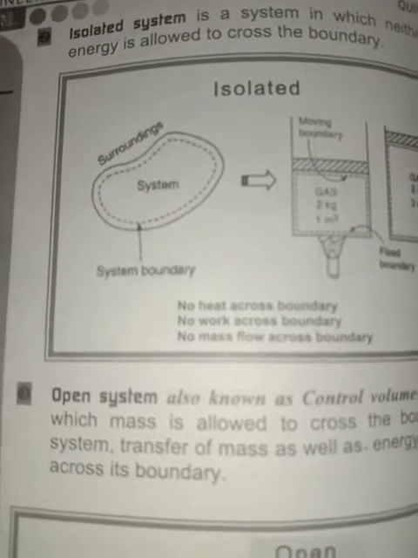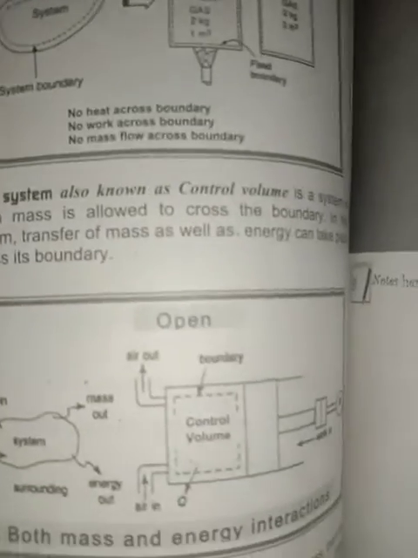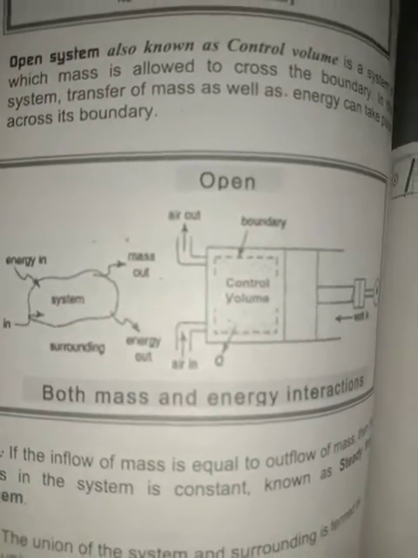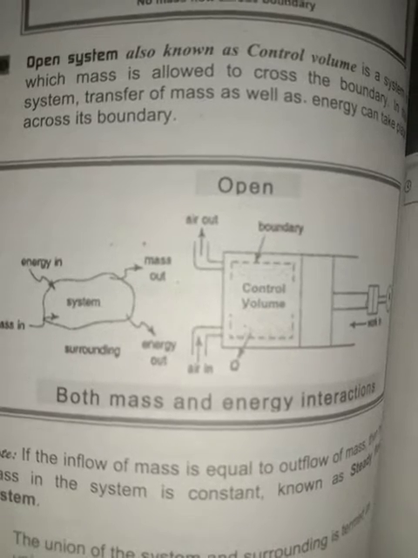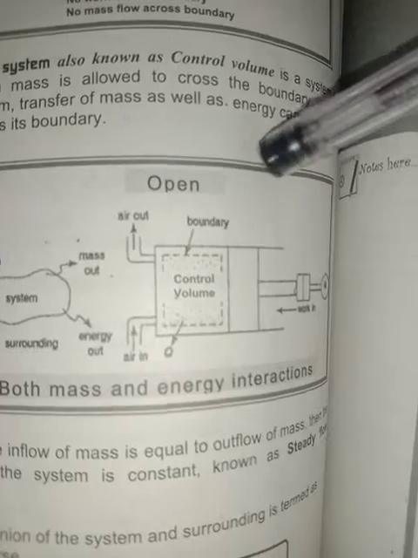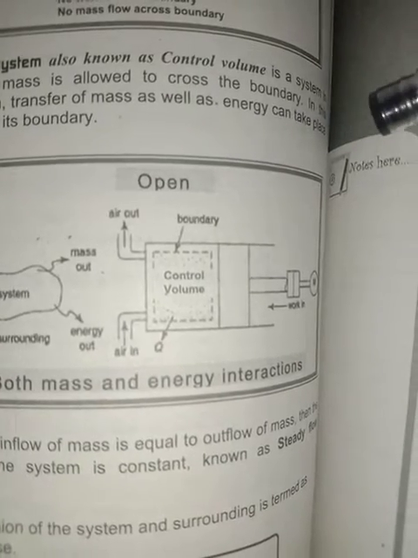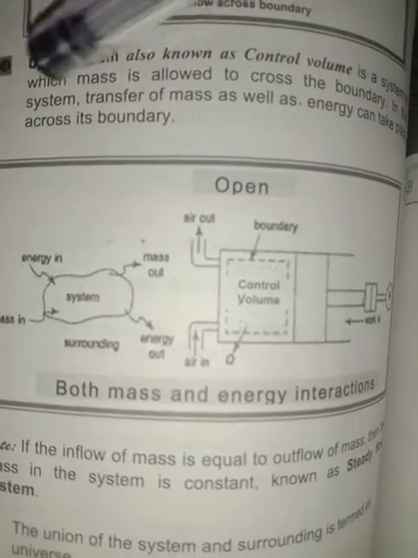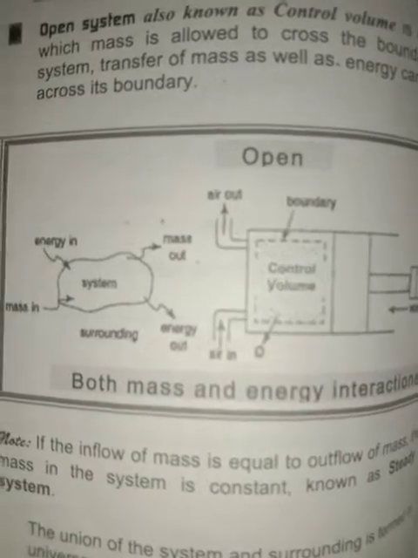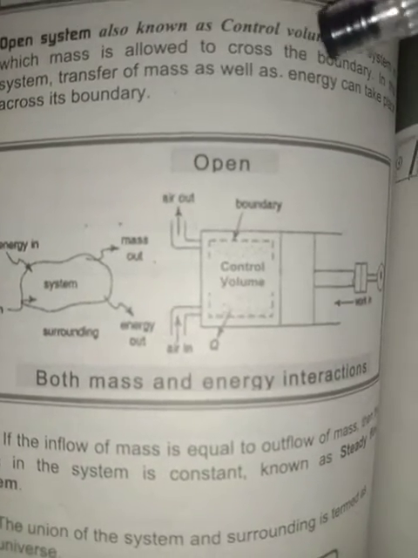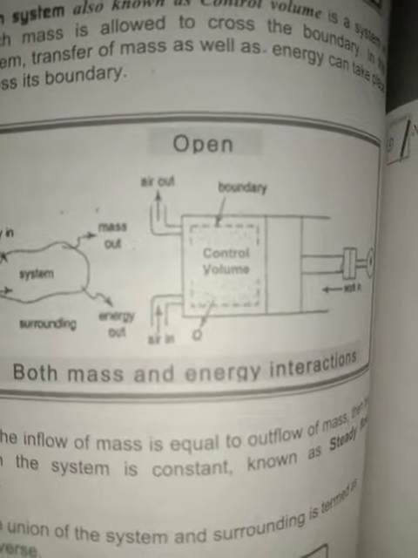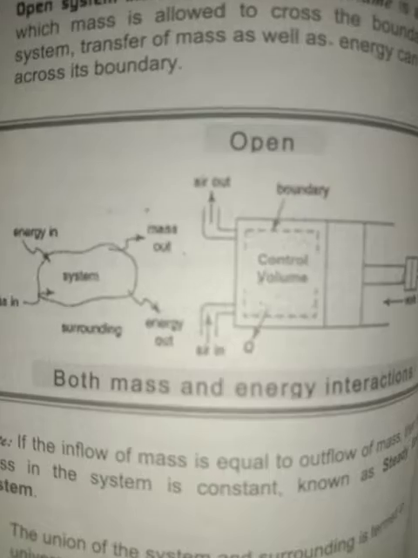So the next system is an open system. An open system, also known as a control volume, is a system in which mass is allowed to cross the boundary of the system. Transfer of mass as well as energy can take place across its boundary.